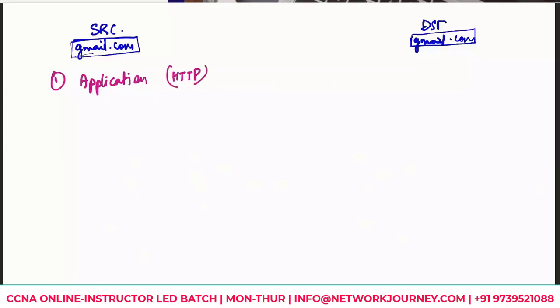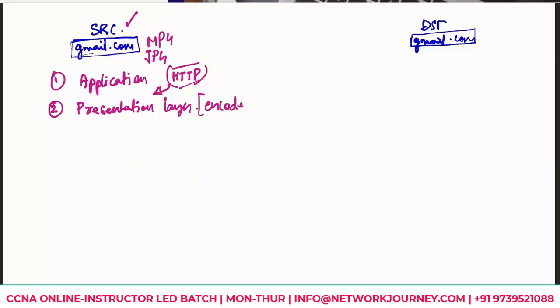Now this HTTP needs to be encoded, because the source can do anything. He might be browsing over HTTP. What if he was trying to send JPEG pictures, or an MP4, or whatever else he was doing? It has to be presented in such a way that the receiver can understand it. So the presentation layer is where the encoders and packaging and all that happens.